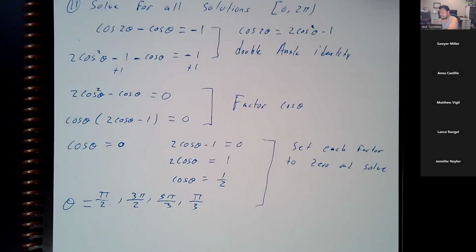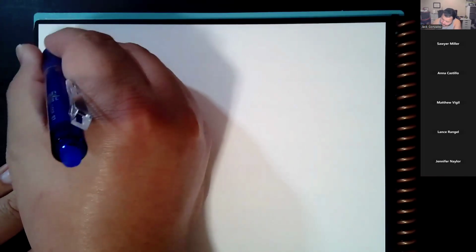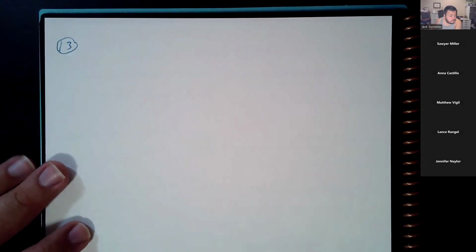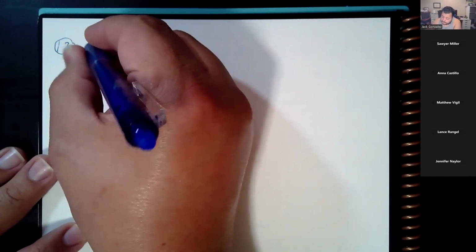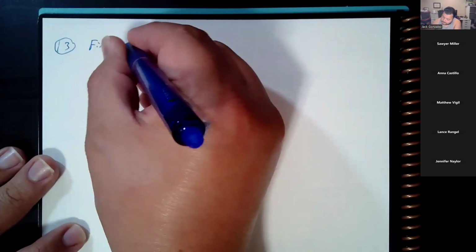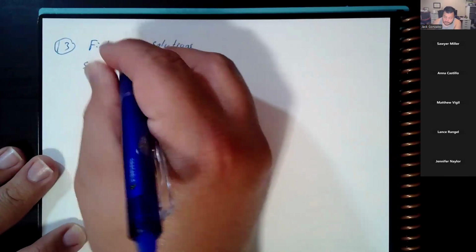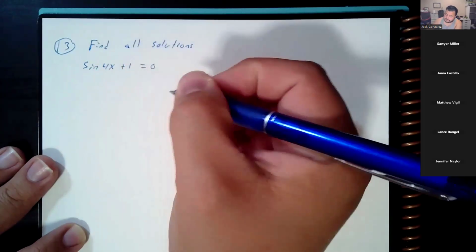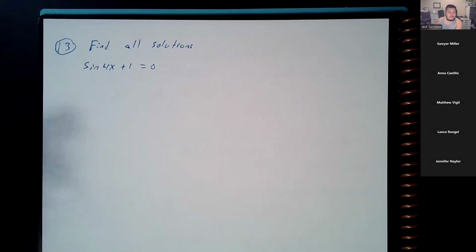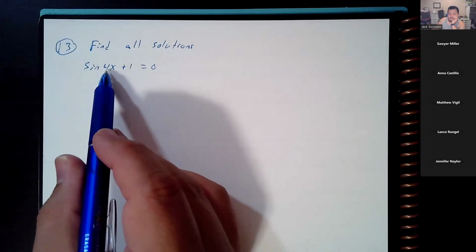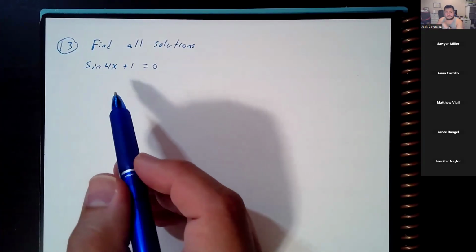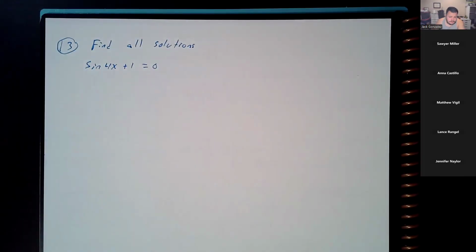This is a good one. 13. Find all solutions. Sine of 4x plus 1 equals 0. Whenever you have a big angle like this, like 2, 4, whatever, it's going to mess up your period.